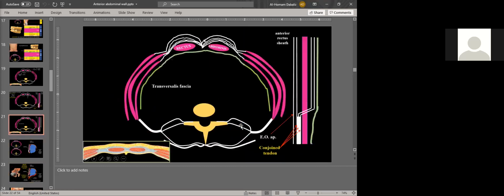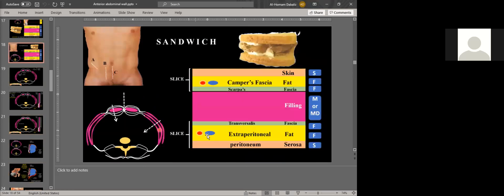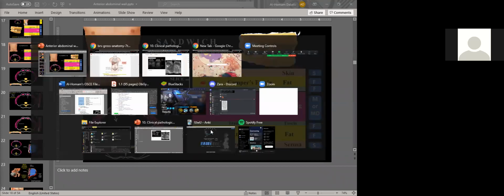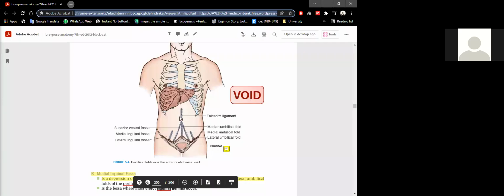So where does this run? This runs over here in your deep extraperitoneal fat. That's one of the vessels that are running over here. Okay? And lastly, the last point is the falciform ligament. Now, someone asked, isn't the falciform ligament in the liver? Well, yeah, it connects all the way over here. So it goes all the way and it goes around the liver.